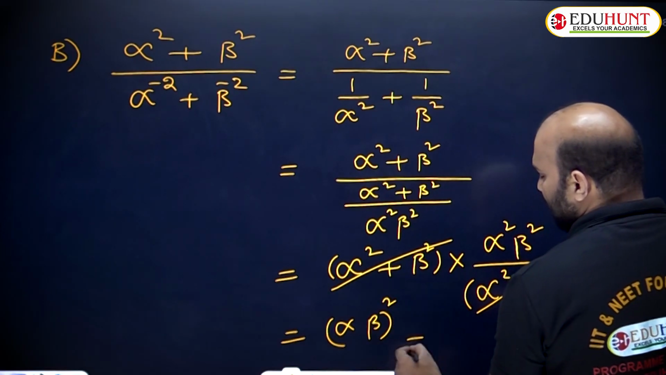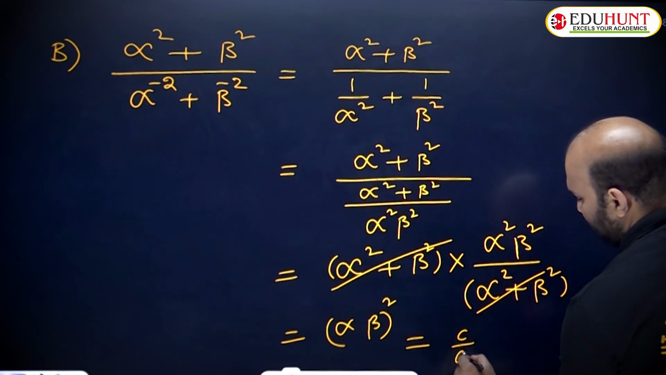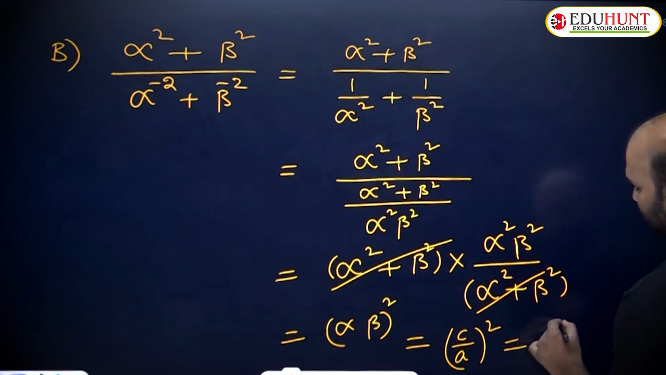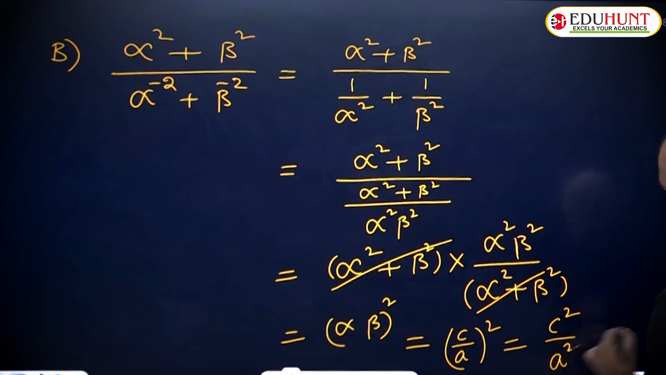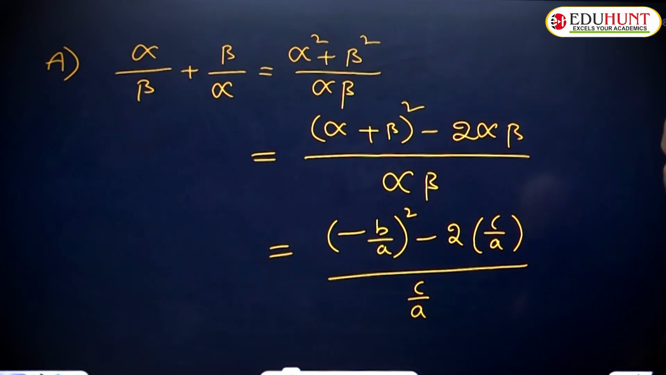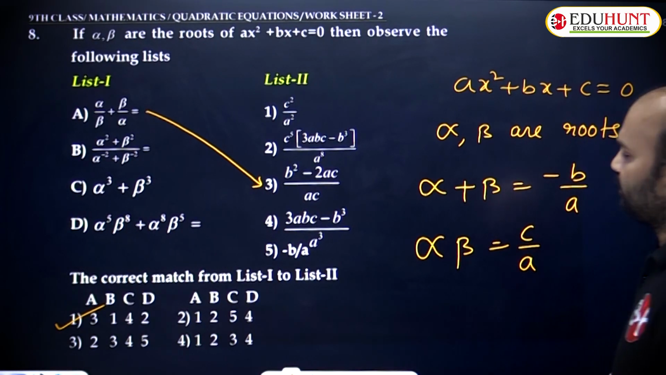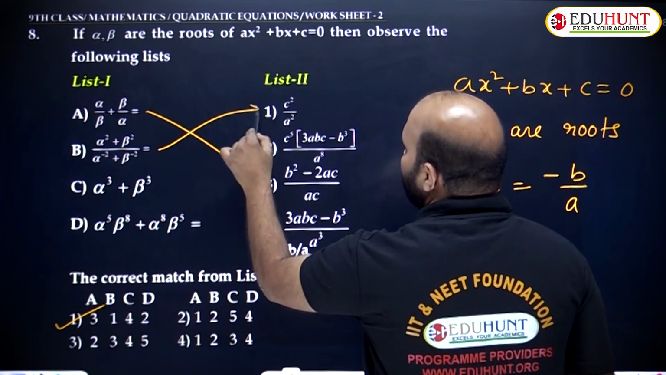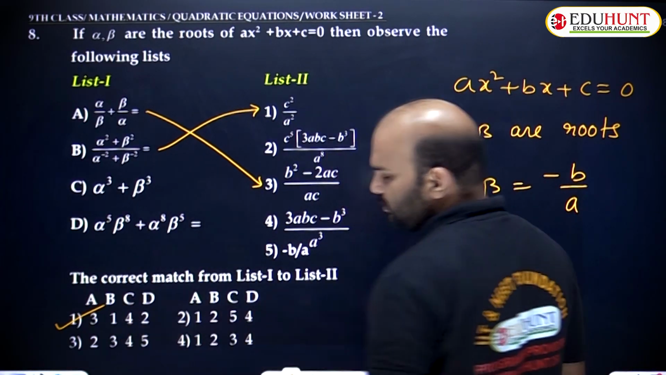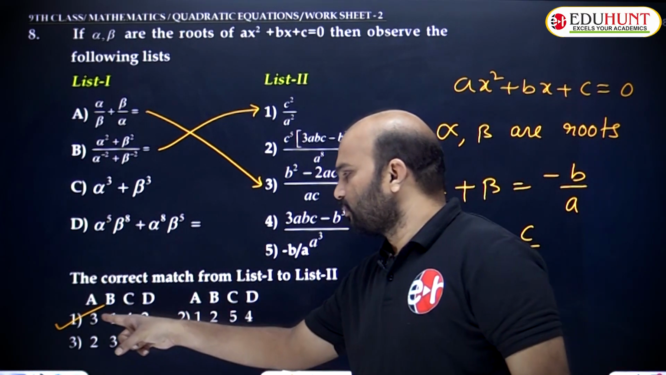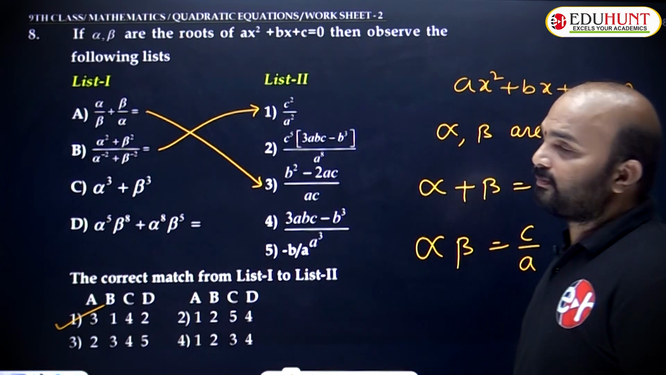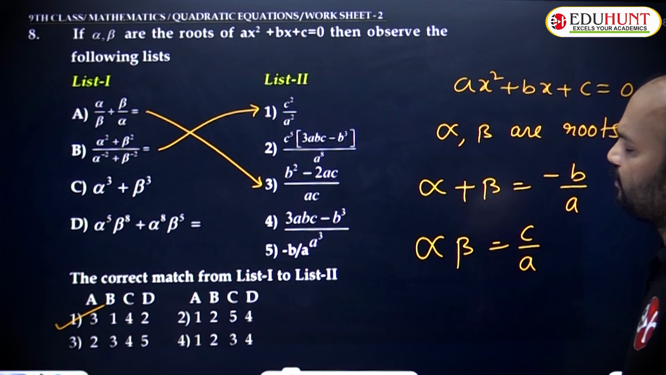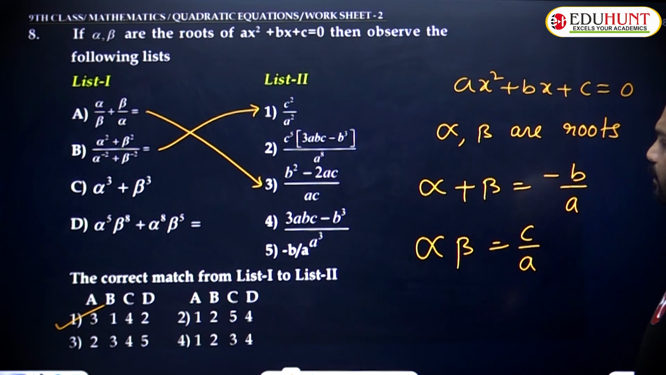Am I clear? So, alpha into beta value c by a whole square equals, it can be written c square by a square. So, b is matching with c square by a square, the first one. So, b should be 1. In the first option already got 3, 1. So, b is also matching with 1. Am I clear? So, third one: alpha cube plus beta cube, c.